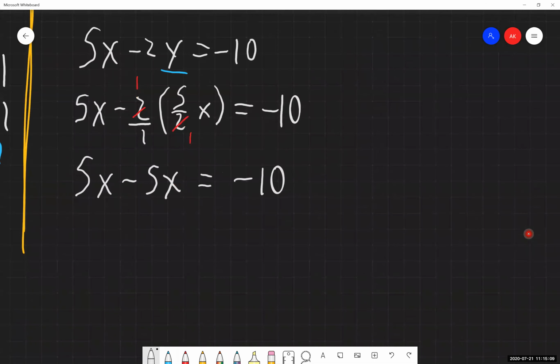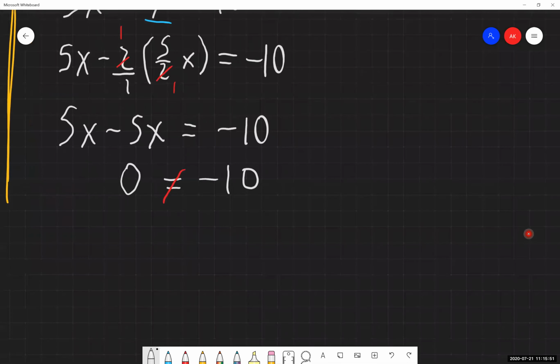Simplify the left-hand side down, and we get 0 is equal to negative 10. And this is not a true statement. This is impossible. So at this point, if we get to a stage like this, where we have a number equals a completely different number, a false statement, this is one of the instances where we are not going to have any solution of any kind. These two lines are parallel to one another, and there will be no solution to the system of equations. So we write in for our final answer, no solution.